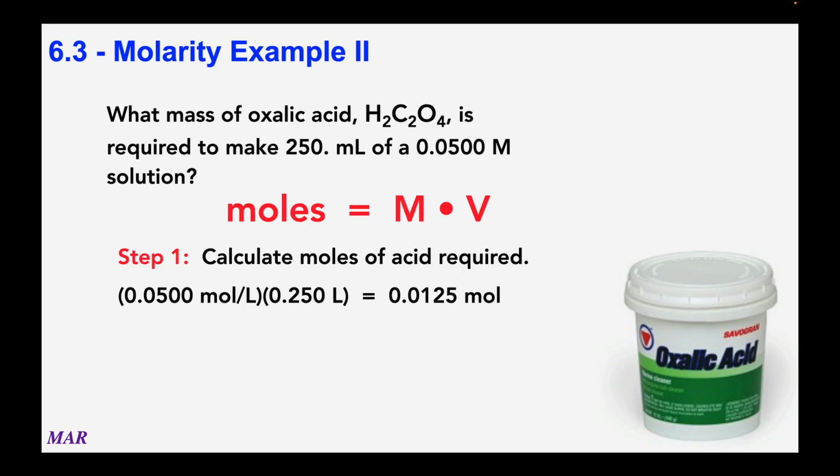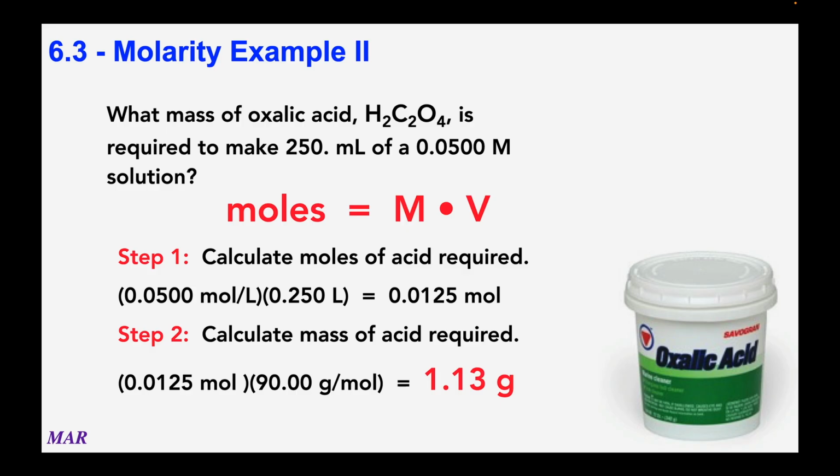So if you had the molar mass of oxalic acid, which you can get from the periodic table, 2 hydrogens, 2 carbons, and 4 oxygens, that comes out to be 90.00 grams per mole. And if you multiply that by the moles you need, it turns out we need 1.13 grams of oxalic acid. If we add that to 250 milliliters of water, we'll have a 0.0500 molar solution. So this is kind of a cool way to make a solution if you know the concentration and the volume that you need.